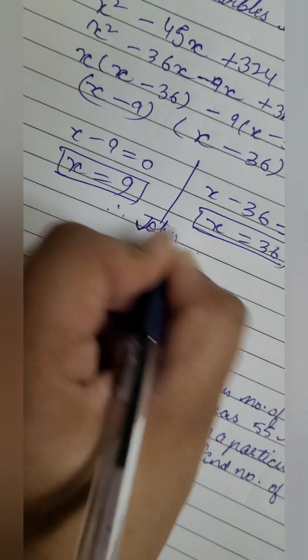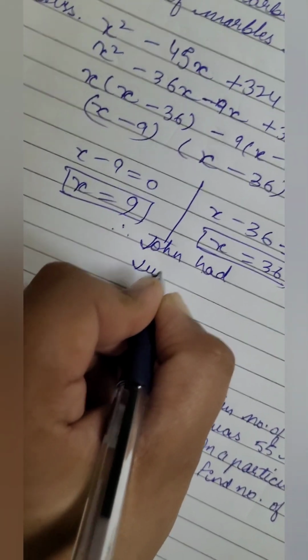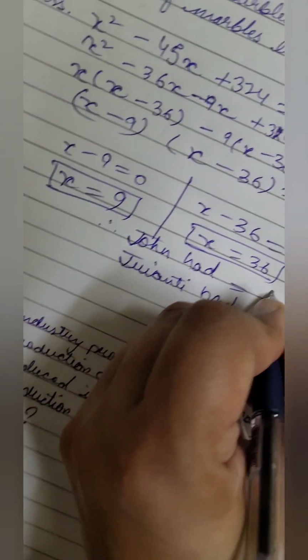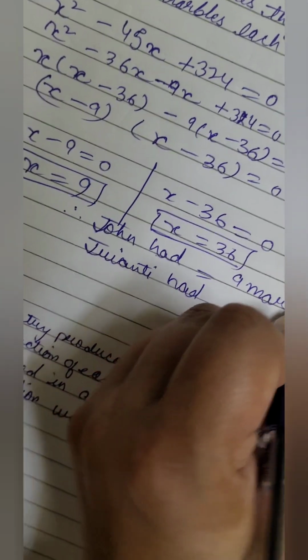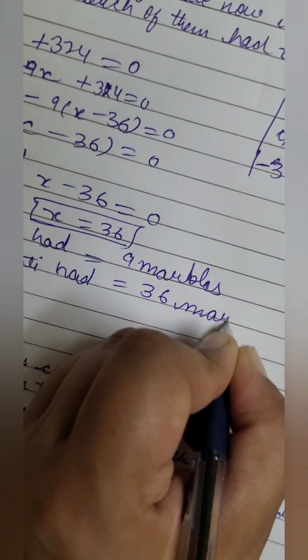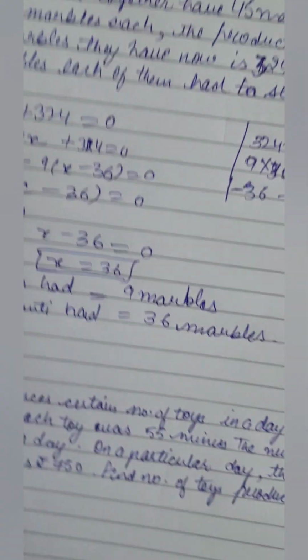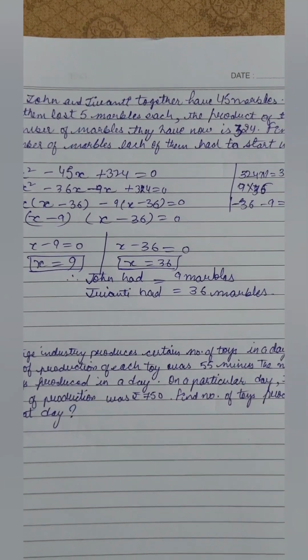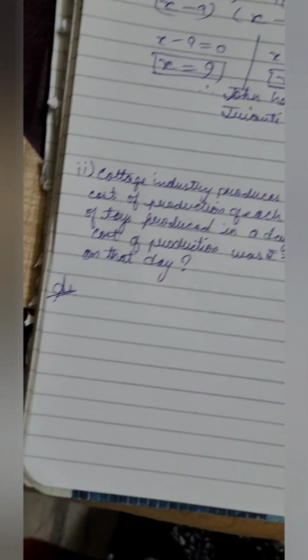So John had 9 marbles and Jivanti had 36 marbles. Hope you understand and like this question. Let's move on to the next one.